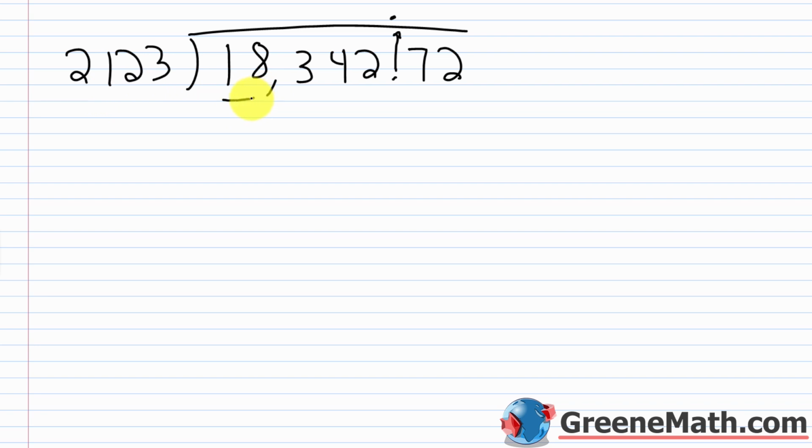It's not going to go into 18. It's not going to go into 183. It's not going to go into 1,834. The first thing we could check is 18,342. So we got to make some guesses. I would guess with a 9, that's probably going to be too big.